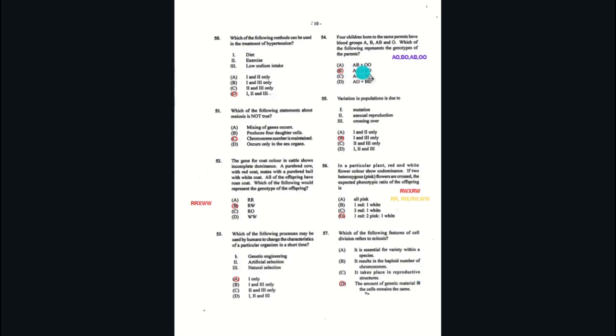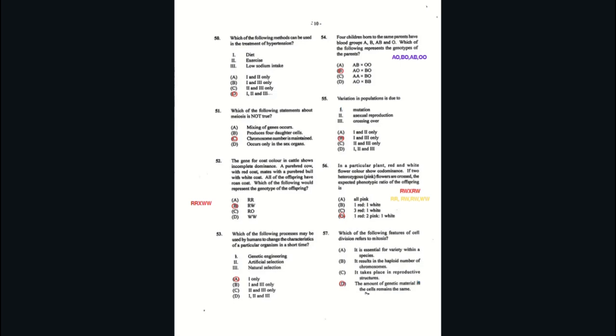These are the genotypes of the four children born to these parents, right? So, AO times BO, right? And you can see AO, BO, AB, and OO are going to come about, right? So these would be the genotypes for all the children. So this is the parents, so the answer is B.